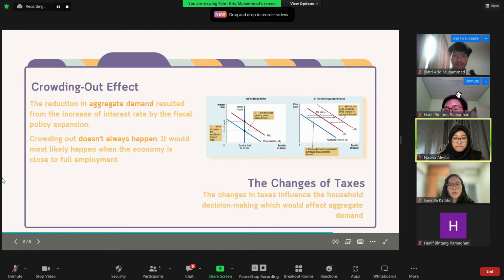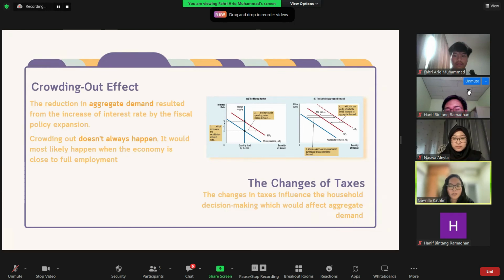Another phenomenon in which fiscal policy influences aggregate demand is the crowding out effect. Crowding out effect is the reduction in aggregate demand resulting from the increase of interest rate by the fiscal policy expansion. Now, the thing is, crowding out does not always happen. It would most likely happen when the economy is close to full employment.